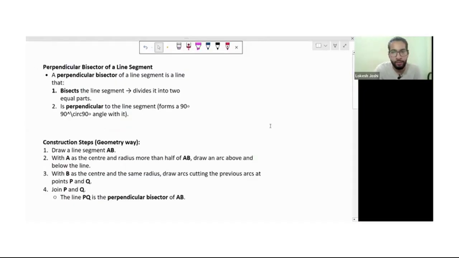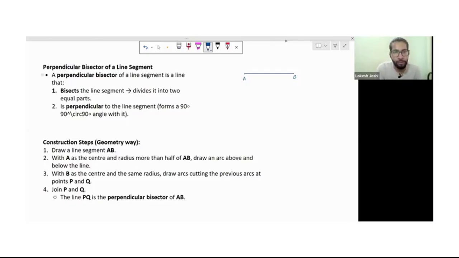Now, starting with this topic, the perpendicular bisector of a line segment. First of all, what is a line segment? Let me revise the things which we have done previously. It is the part of a line with two endpoints, which means its length is fixed. Suppose this one is A, this one is B. So it's our line segment.